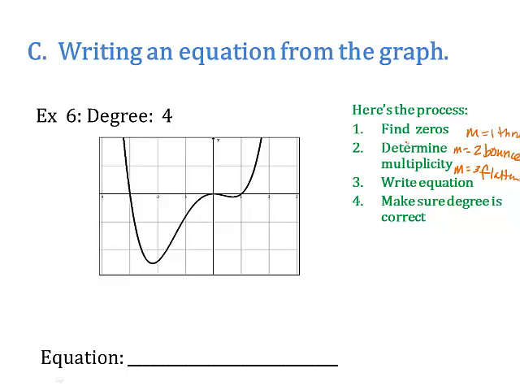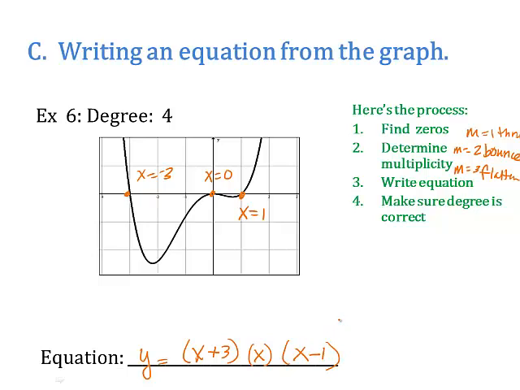So first thing I want to do is find my zero. Look at where it is crossing that x-axis. This is where x is 1, where x is 0, and over here, where x is negative 3. If I know those, I can write my factors that gave me those x values. Take the opposite sign. So x plus 3, x, and then x minus 1.